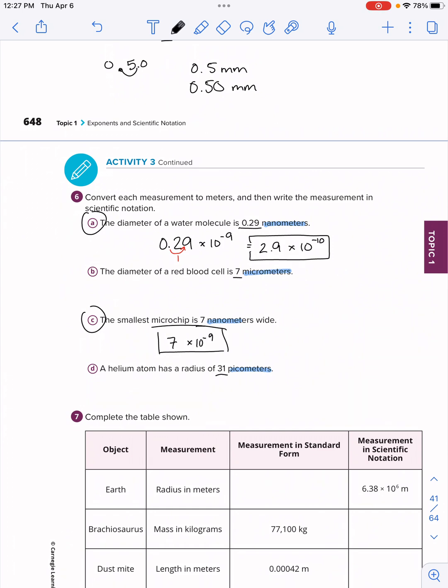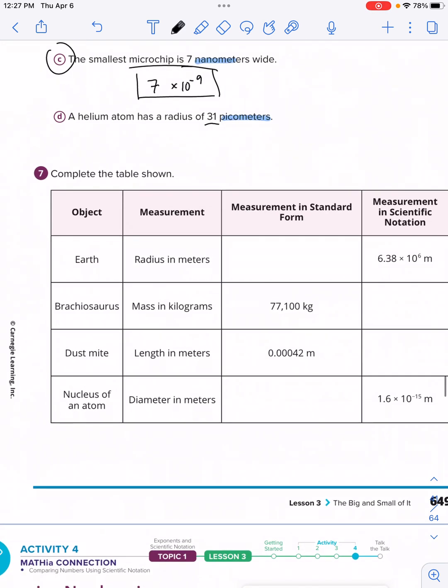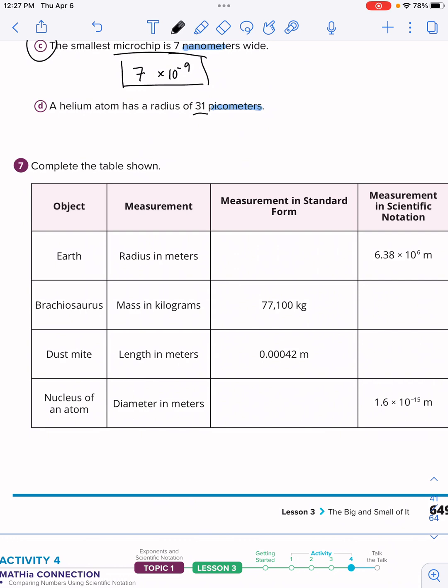All right, moving on to completing the table. So take this time to complete the other parts. We have various objects. We have the Earth, radius in terms of meters. So how many meters does it take from the center of the Earth to the edge of the Earth? It's a lot. Brachiosaurus, we're talking about mass in terms of kilograms. Dust mites. So dust mites are really small. Length in meters. And the nucleus of an atom. So an atom's really small. The nucleus is just a part of that. So that's also really, really small. Okay.